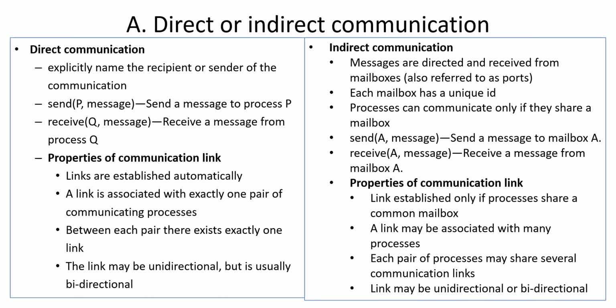Now let us see indirect communication. Here messages are sent to and received from a mailbox. A mailbox may also be called a port. Each mailbox has a unique identifier. Processes can communicate only when they share a common mailbox. For example, send(A, message) means send a message to mailbox A, and receive(A, message) means receive a message from mailbox A. Unlike direct communication, an indirect communication link can be associated with multiple processes.